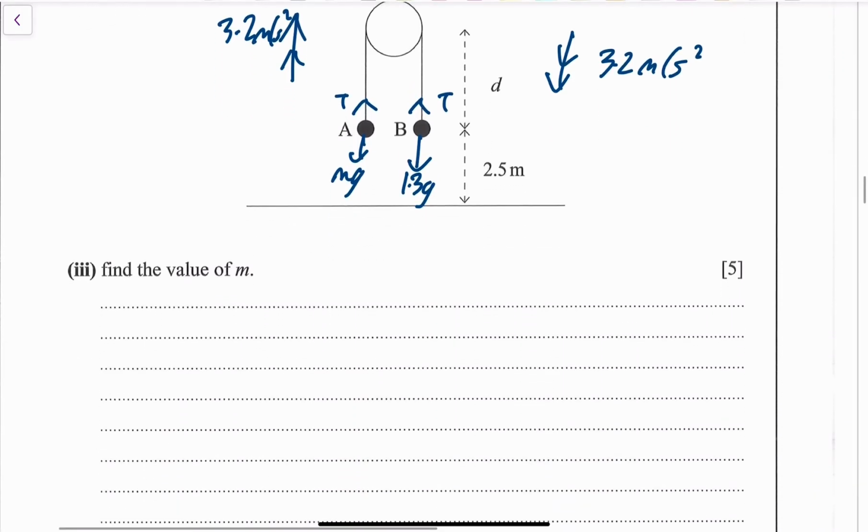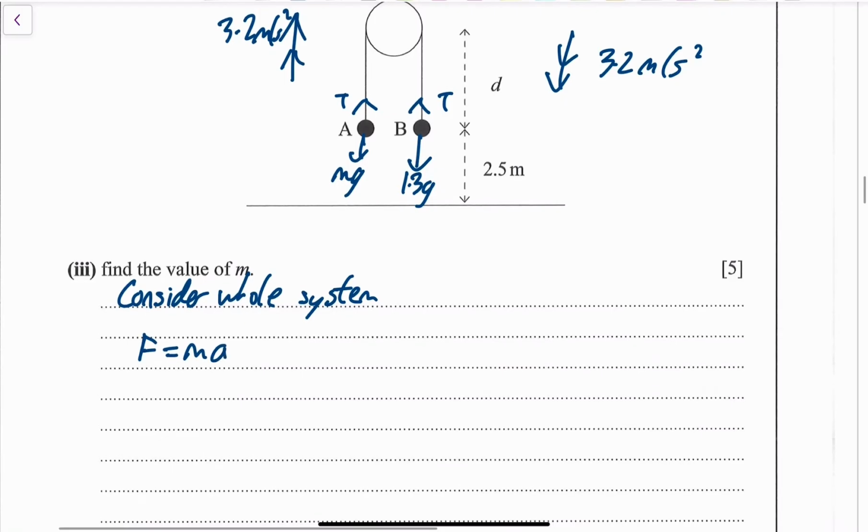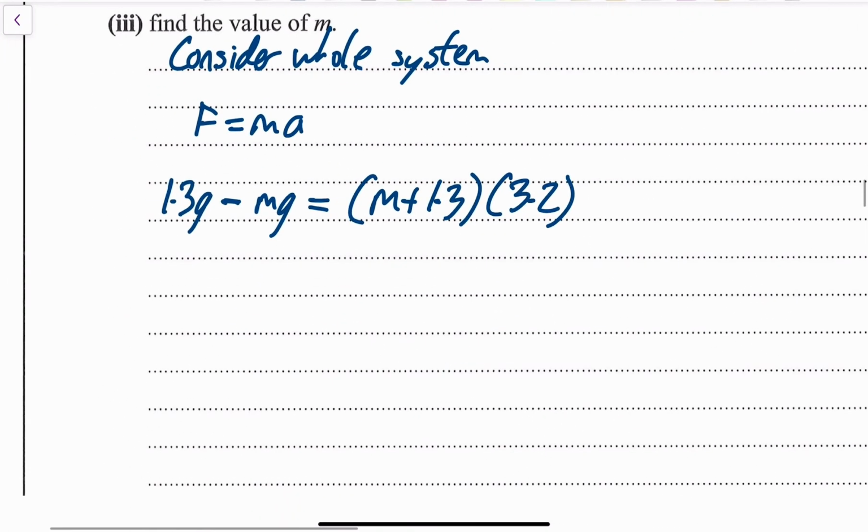Find the value of this. So we're just going to say consider the whole system, and we're going to use F is equal to ma. Now the pulling force that's getting this going is a 1.3g. Going against that is a T, but going for it's T, so you don't even need to write them in. But you've got mg, and that's equal to my mass, which is m plus 1.3 times my acceleration, which we know is 3.2. Fire that in and go from there.